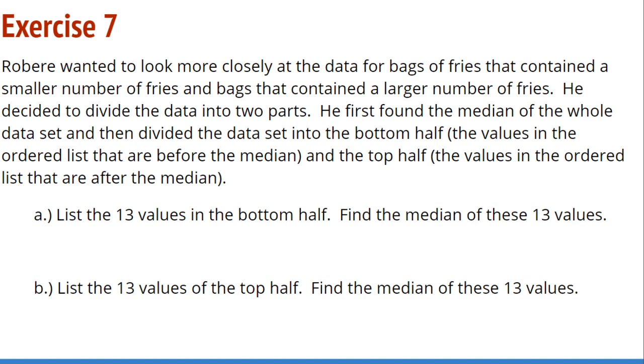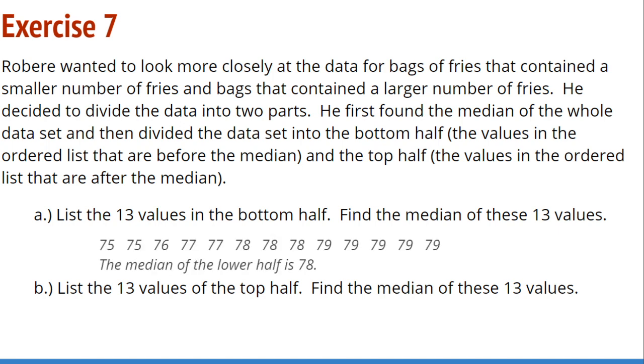Robier wanted to look more closely at the data for bags of fries that contained a smaller number of fries and bags that contained a larger number of fries. He decided to divide the data into two parts. He first found the median of the whole data set and then divided the data set into the bottom half, the values in the order listed that are below the median, and the top half. So we need the 13 bottom values, which is these. And we found the median of that. So this was the first 13, and we found the median.